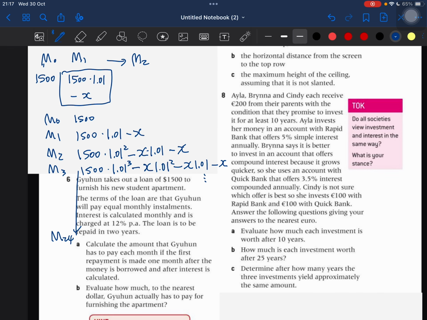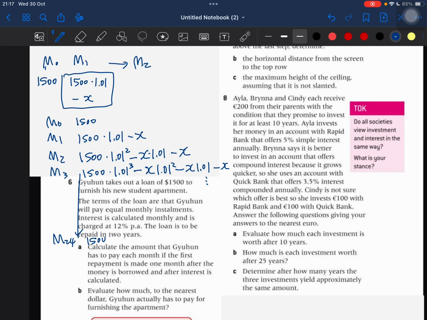Then according to this pattern, we can say 1,500 times 1.01^24 minus x times 1.01^23 minus x times 1.01^22 and so on, up to x, and it should be repaid in 2 years. So I need to make the outstanding equal to 0 because I need to pay it all. So this is what we need to make in the 24th month.